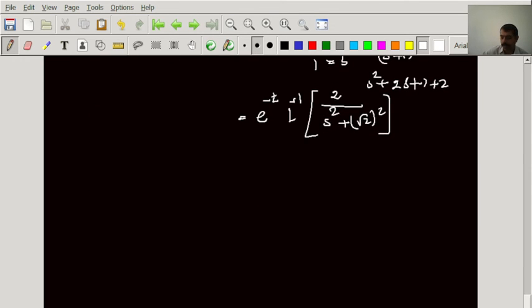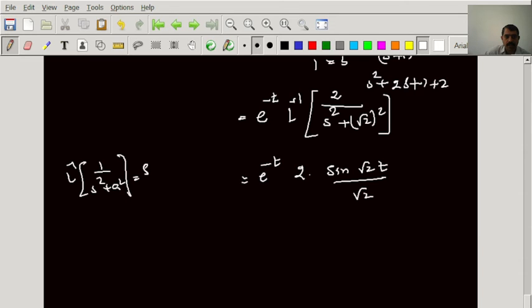So here I am writing the answer, e power minus t. This 2 I am writing as it is, and 1 dividing by s square plus a square is nothing but sin at by a. So here sin of root 2 into t, dividing by root 2 we must write. Inverse Laplace of 1 by s square plus a square is nothing but sin at dividing by a. Remember, this formula we are applying here to find the answer.